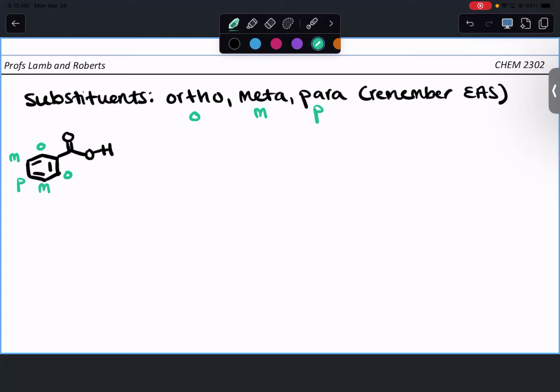And I'm going to write the pKa of benzoic acid here once again, because we're going to be doing some comparisons as we add some more substituents on here. So recall that pKa is 4.2. Great, so now let's take that same benzoic acid and I'm going to add a fluorine atom to it.